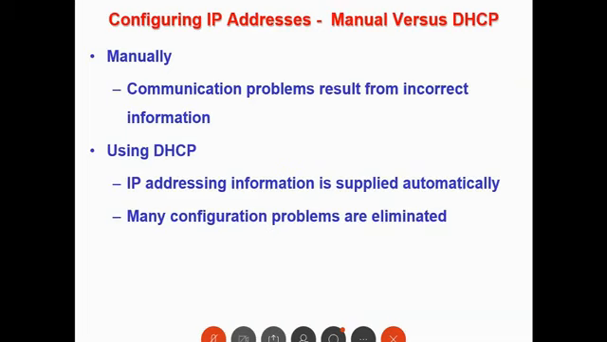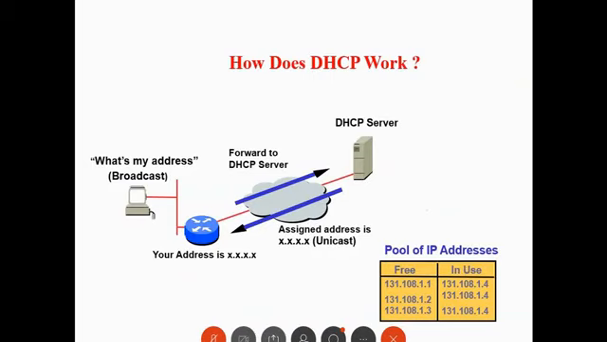Using DHCP, IP addressing information is supplied automatically. Many configuration problems are eliminated using DHCP. How does it happen? Earlier we saw the machine asking what is my address, in RARP, Reverse Address Resolution Protocol. Here it again asks what is my address. The request is forwarded to the DHCP server. The DHCP server assigns an IP for a particular MAC ID. Thereafter, the IP address is on the system.